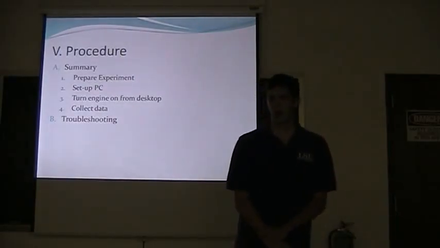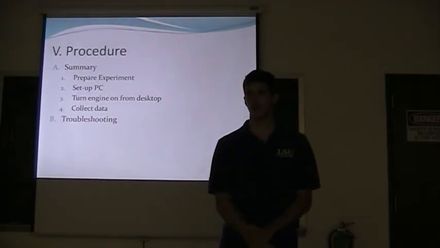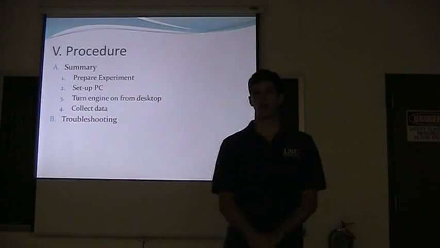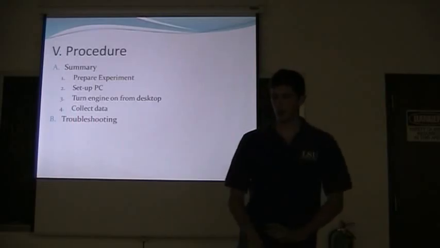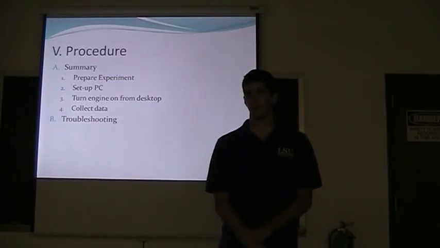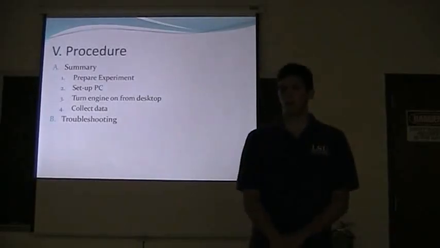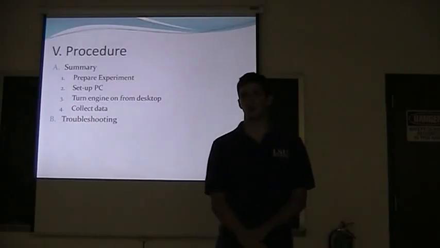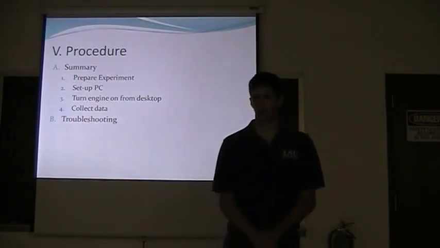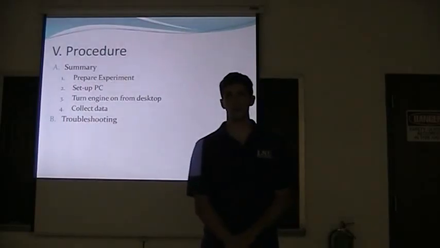Finally, the procedure. I went ahead and summed up the procedure into what I consider 4 main sections. When you're doing the experiment, it's going to be really important to go through each step individually. But for our general purpose here, I'm just going to give you a basic idea. First, you have to prepare the experiment. You have to hook up a wire from the engine to the battery, and close the load valve. Then you're going to set up the PC. All you have to do is open the software and clear all the errors on the actuators and the sensors. So make sure that's all good to go. Then you can proceed to turn on the engine from the PC.